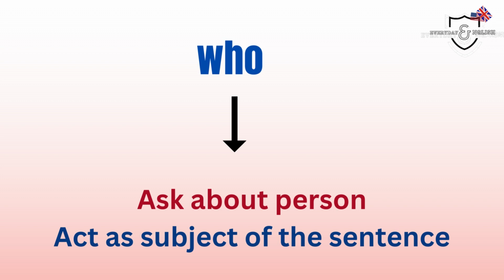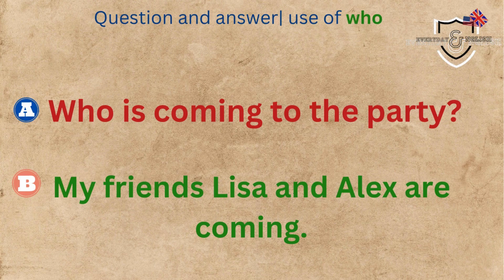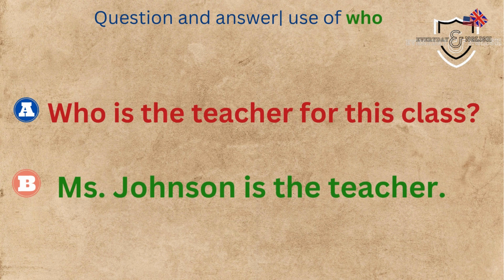Who? Ask about person, act as subject of the sentence. Who is coming to the party? My friends Lisa and Alex are coming. Who is the teacher for this class? Miss Johnson is the teacher.